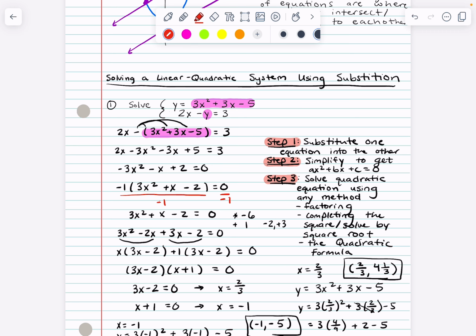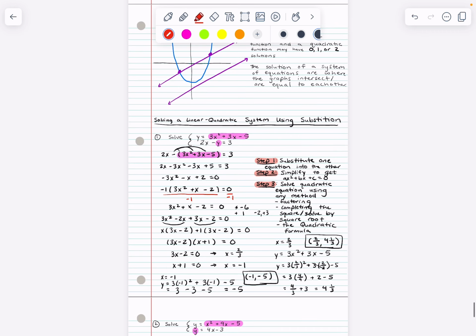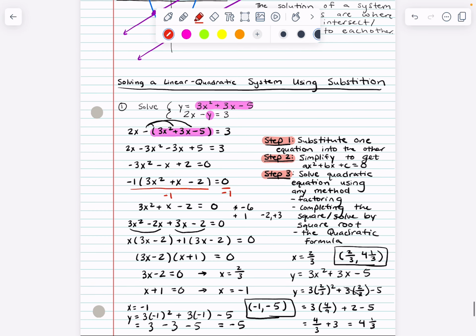All right, so the next couple days are literally just going to be solving linear quadratic systems and then solving that quadratic equation that we end up getting using the methods that we learned the past couple weeks. So it is just practice on being able to solve quadratic equations.